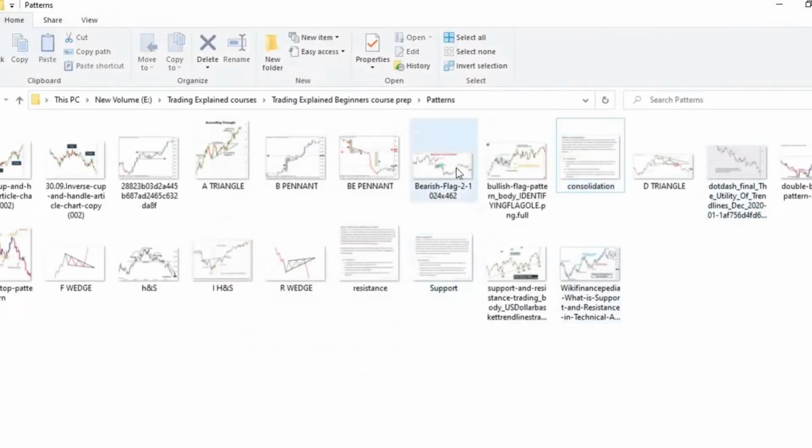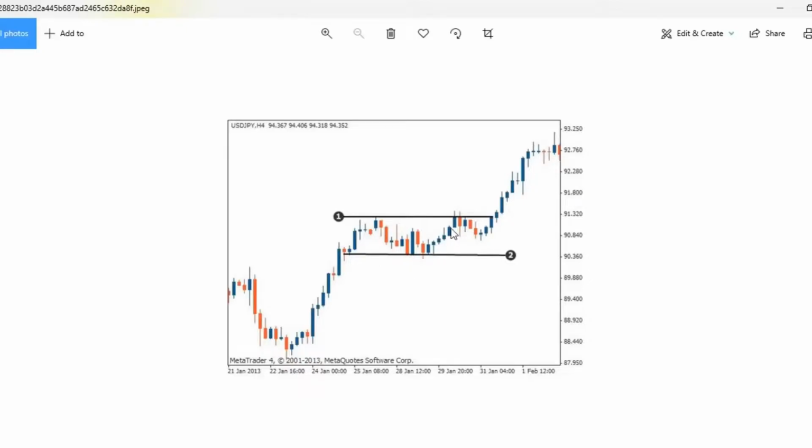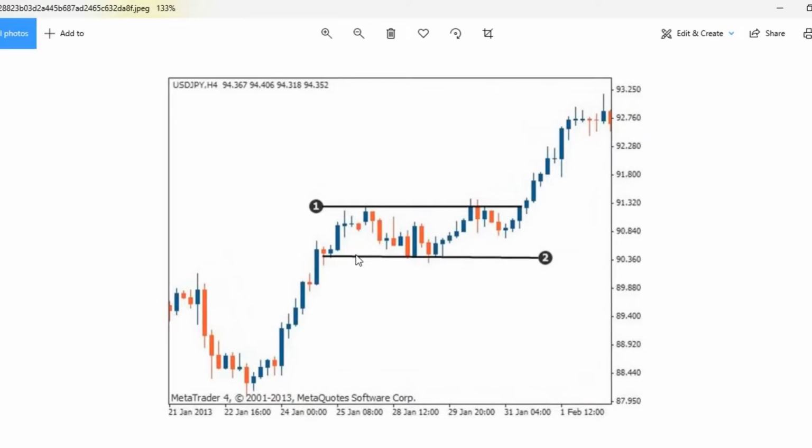So now that you know what all this means, let me give you an example of consolidation. This is what we call consolidation. Here you see the momentum is there. The price came up, then it formed resistance, then it came down, then it formed support, then it went up, then it came down.